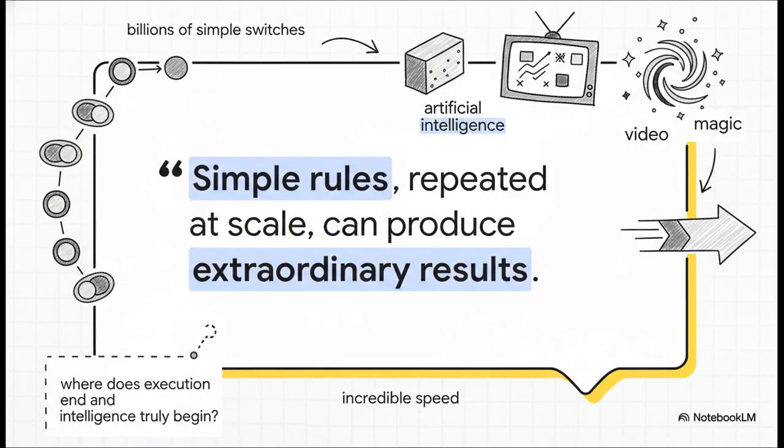And when you step back, isn't that just incredible? The entire digital world, everything from complex AI to the device you're watching this on right now, is built on this simple foundation. It's an amazing example of how billions of simple on-off switches, following simple rules at an impossible speed, can create behavior that looks and feels intelligent, maybe even a little bit magical. It really makes you wonder, where does that mechanical execution end, and where does true intelligence actually begin?